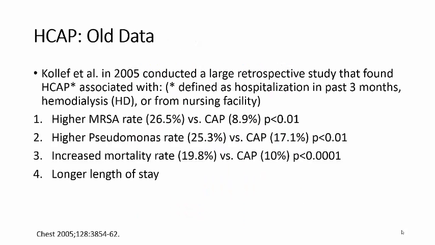All right. Now, why was HCAP taken out of the guidelines? If you look at the original paper, published in Chest in 2005, Kollef conducted a large retrospective study on HCAP. In that study, the definition of HCAP was anybody who came into the hospital with pneumonia and hospitalization in the past 3 months, hemodialysis, or from a nursing facility. Those were the three things used in the definition. He found in the retrospective study a higher MRSA rate, 26.5%, compared to CAP, higher Pseudomonas rates, higher mortality rates, and longer length of stay. So all this seemed to be pretty significant.